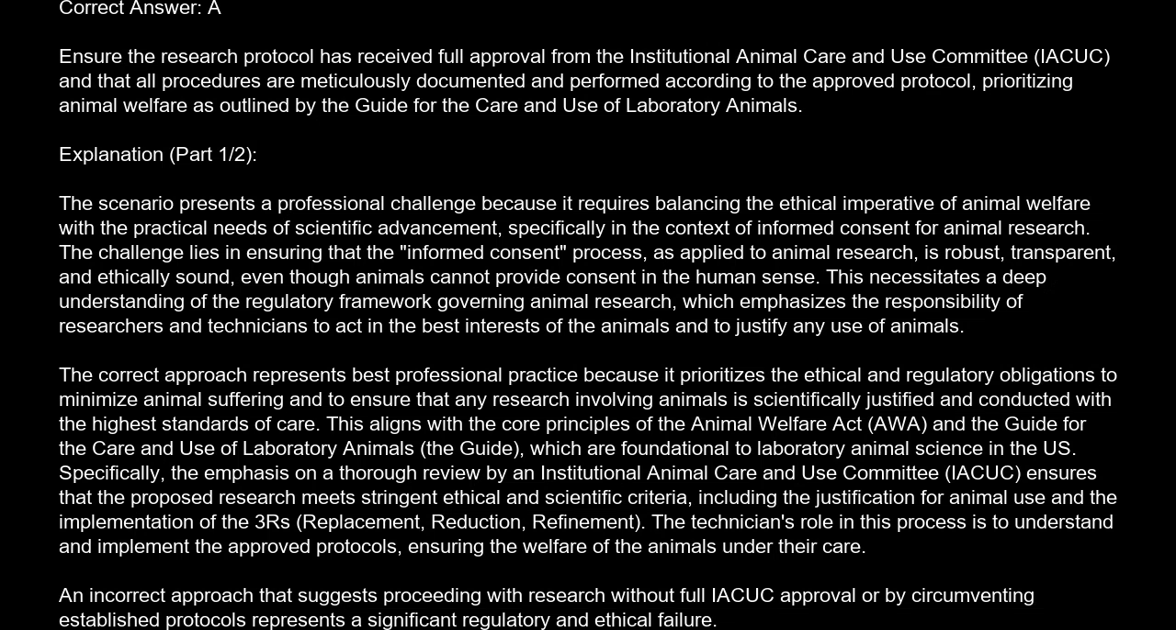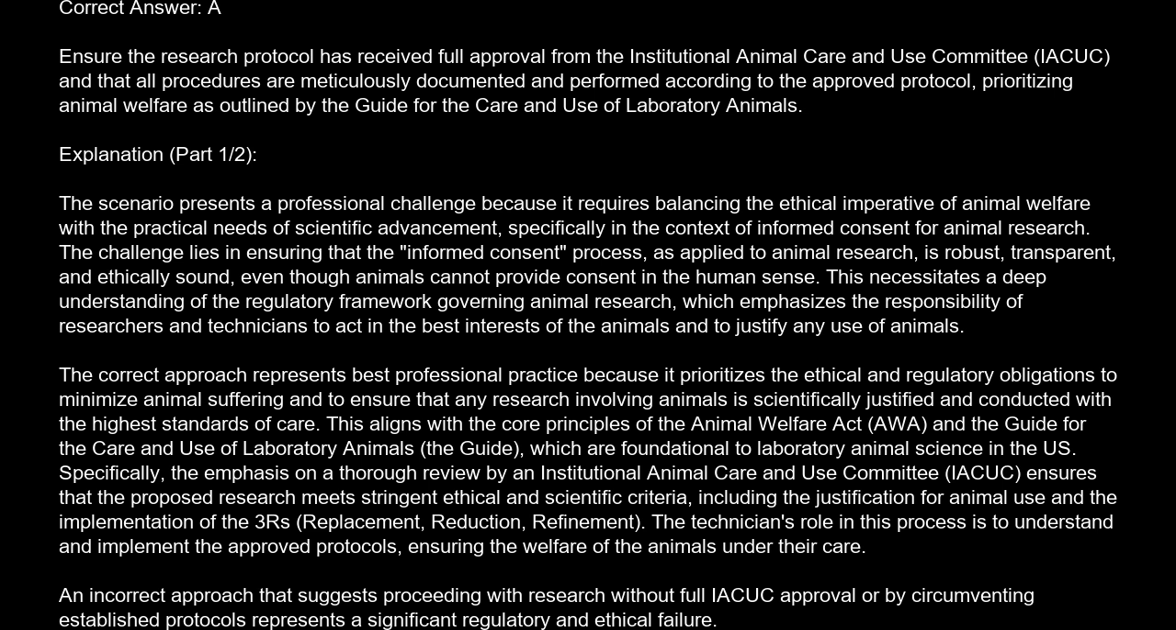The correct answer is A. Ensure the research protocol has received full approval from the Institutional Animal Care and Use Committee (IACUC), and that all procedures are meticulously documented and performed according to the approved protocol, prioritizing animal welfare as outlined by the Guide for the Care and Use of Laboratory Animals.